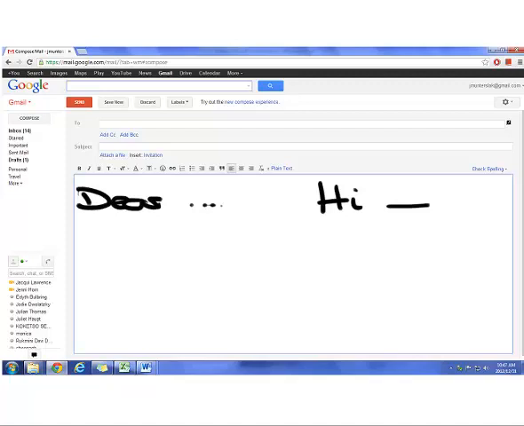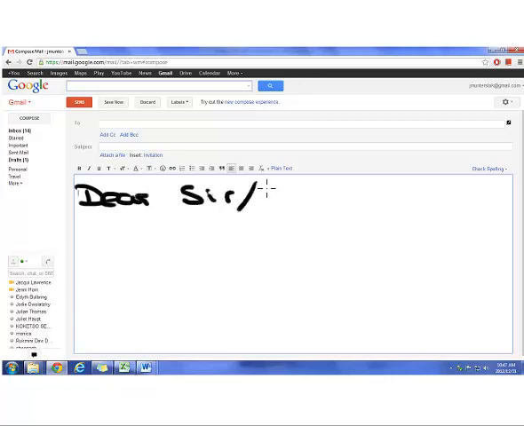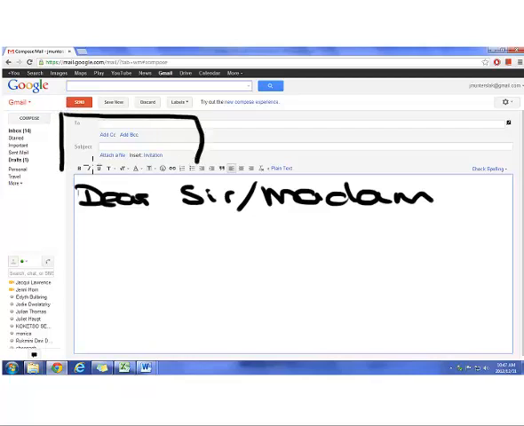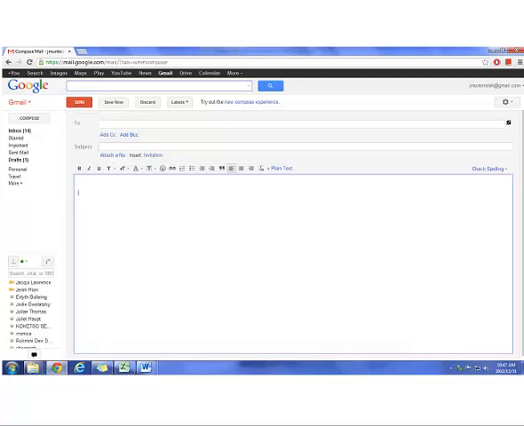But if this is a formal letter, then you would do the usual. Let's say it's a business letter. You begin a business letter, dear Sir / Madam. So you would begin it exactly as you would begin a business letter. The only thing it would be missing are the addresses, because that is kind of taken up with this part over here.